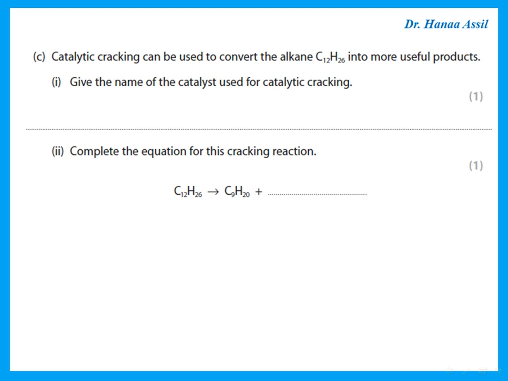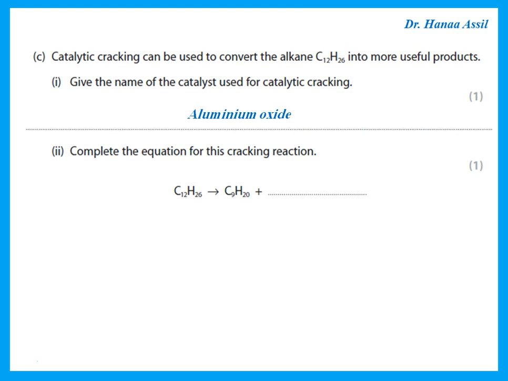Catalytic cracking can be used to convert the alkane C12H26 into more useful products. First of all, give the name of the catalyst used for catalytic cracking. You should know the catalyst for cracking, we said, is aluminium oxide, or it could be called alumina, or there is another one which we call silica or silicon dioxide. You can remember one of them, that's fine. Complete the equation for this cracking reaction.